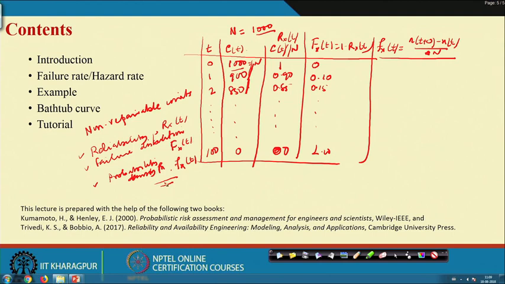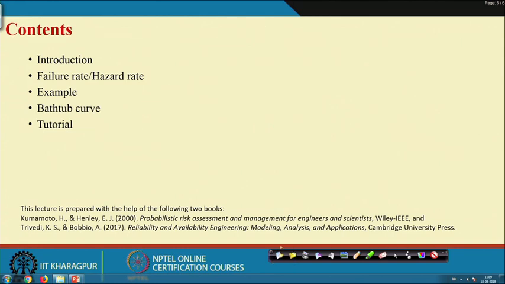Today we will be discussing another important concept called hazard rate, and with an example we will be discussing it. Finally, the bathtub curve will be discussed, and then you will see one tutorial.